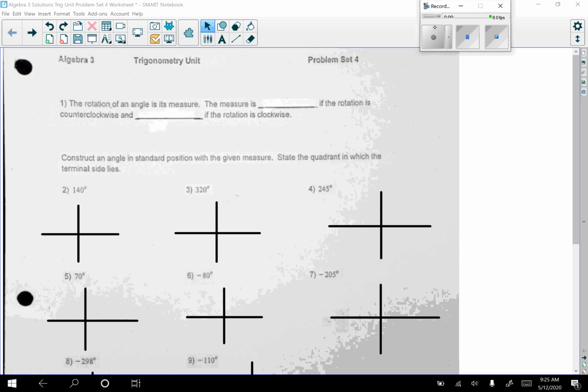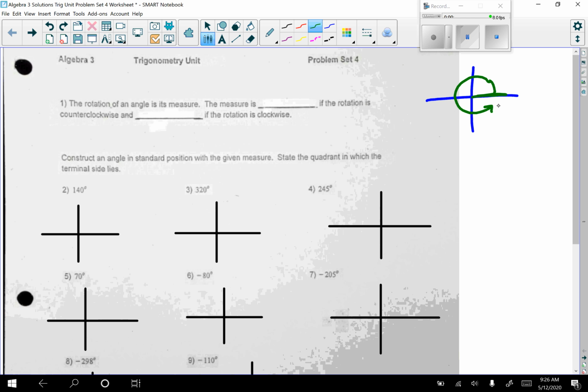All right, so as we were looking at angles that we were sketching in standard position, a negative or a positive angle simply means the direction of rotation. The rotation of an angle is its measure, and the measure is positive if the rotation is counterclockwise. Remember, our initial side always goes on the positive side of the x-axis. So if we start to go up, meaning positive, we're actually going around this way. So this is a counterclockwise rotation.